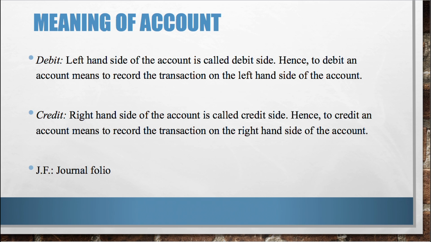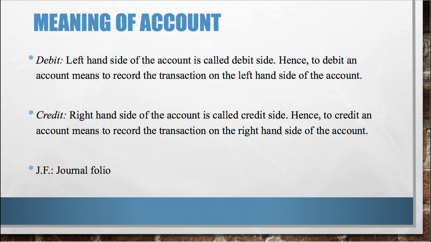So from this table we can discuss the two terms, debit and credit. So debit, the left hand side of the account is called the debit side. Hence to debit an account means to record the transaction on the left hand side of the account. So whenever a transaction takes place, if we record it in a particular account, if it is on the left side, it means it will be debited. On the opposite side, the right side is the credit side. So the right hand side of the account is called the credit side. Hence, when a transaction takes place, if we record it on the credit side, it means we have credited the account, we have recorded that particular transaction on the right hand side of that particular account.